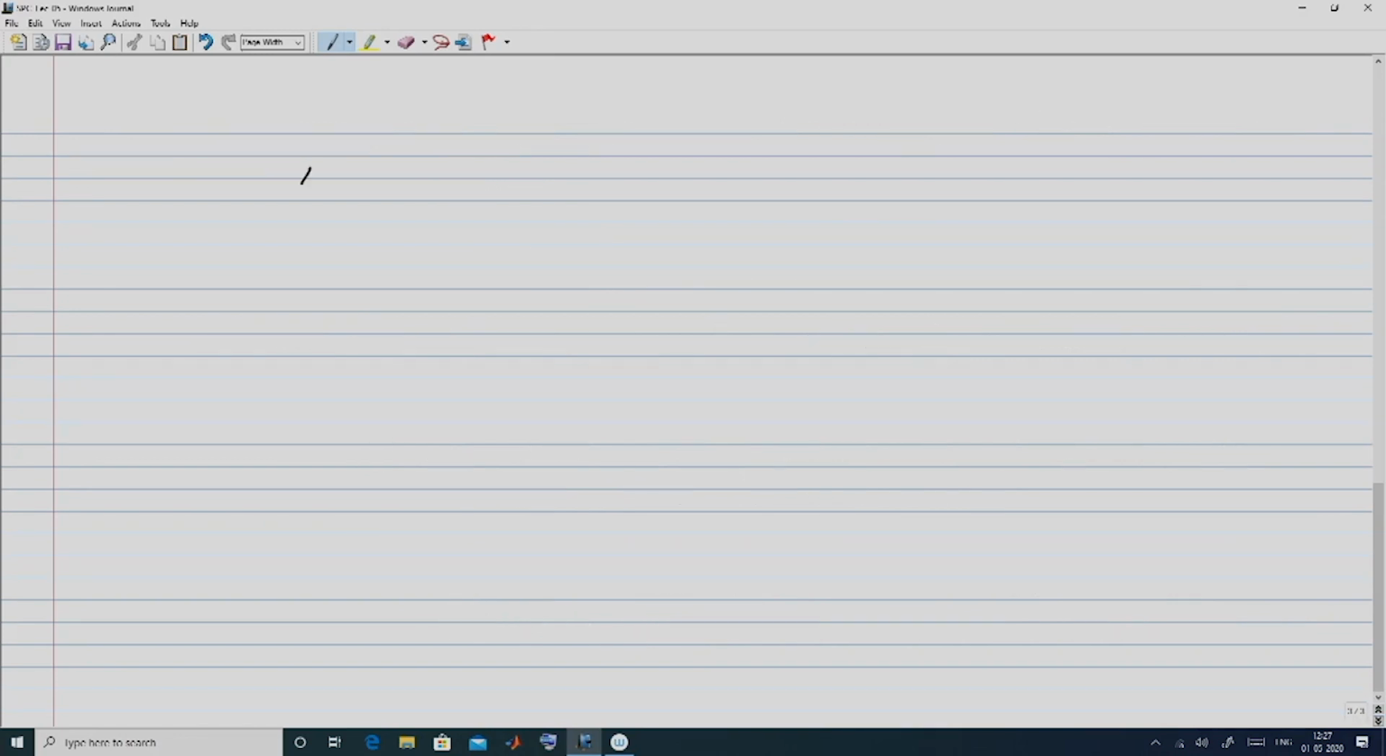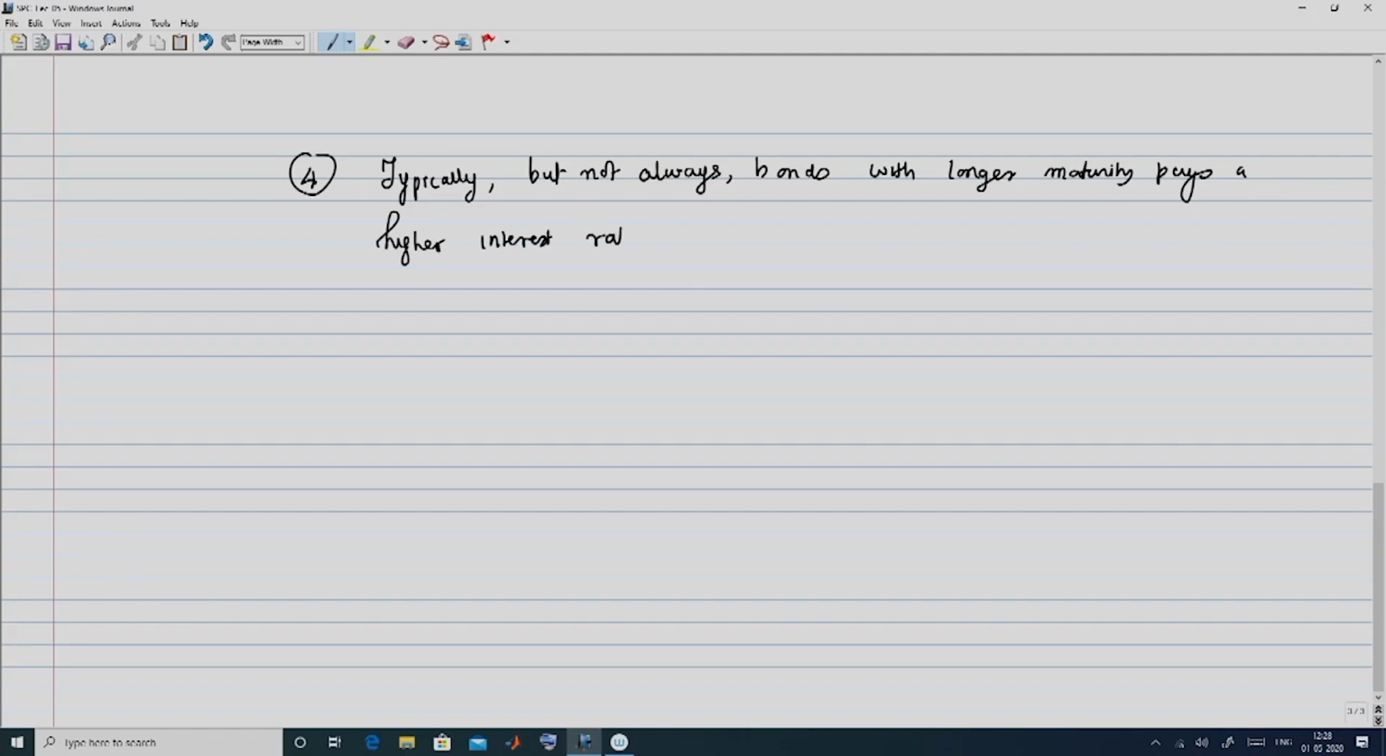Next, I will make an observation that is typical but not always necessarily true. So, typically, but not in all cases, bonds with longer maturity pay a higher interest rate. So, for example, if we have a 10-year bond and a 5-year bond, it is more likely that the interest rate being paid on the 10-year bond is going to be more than that of a 5-year bond.